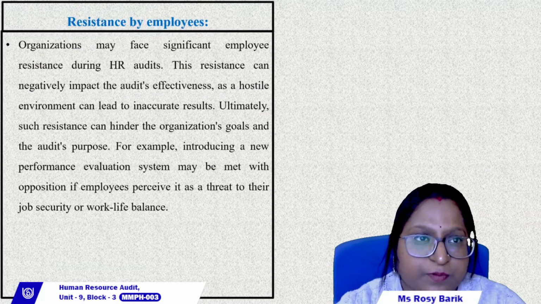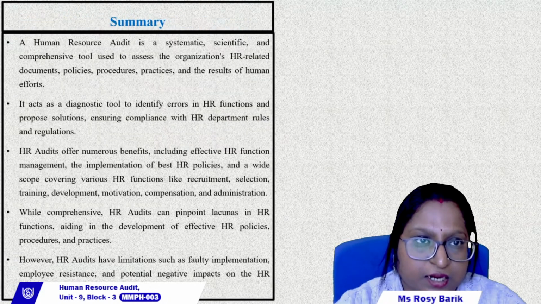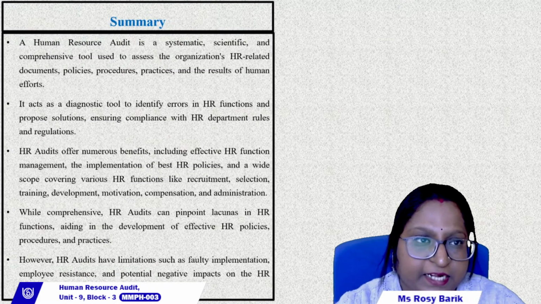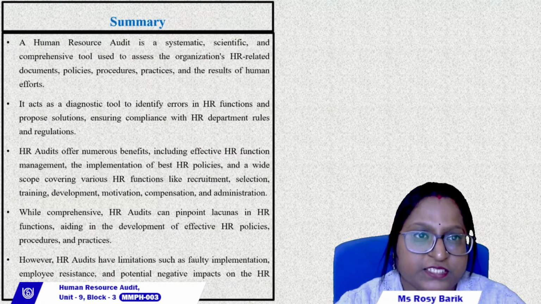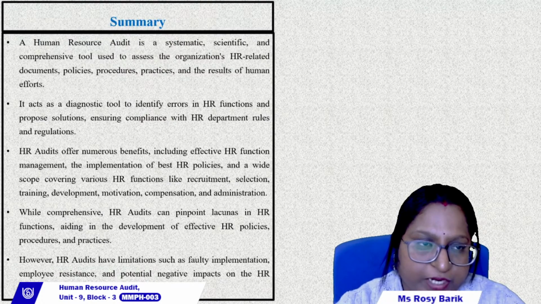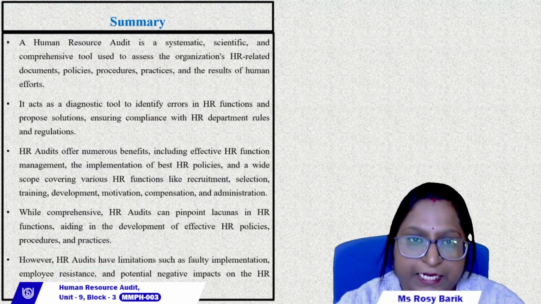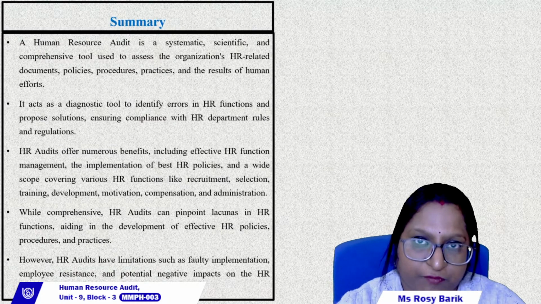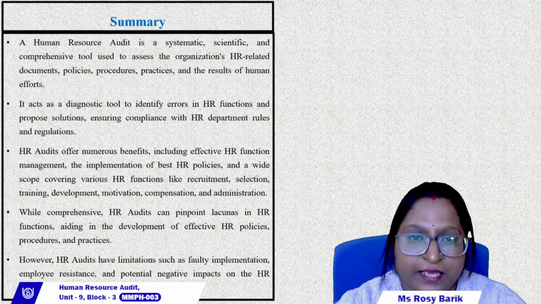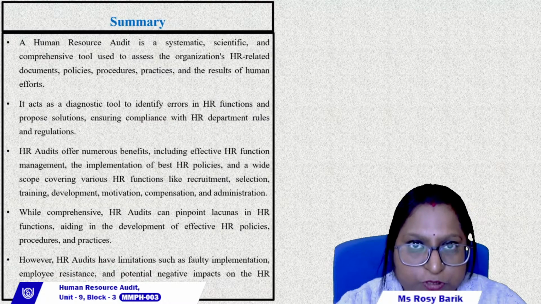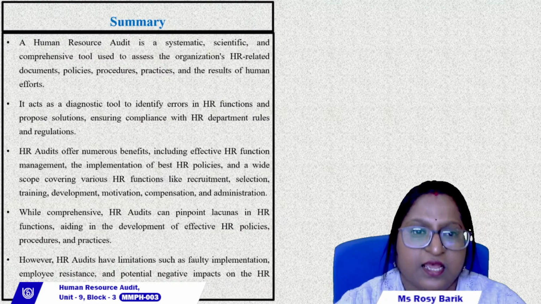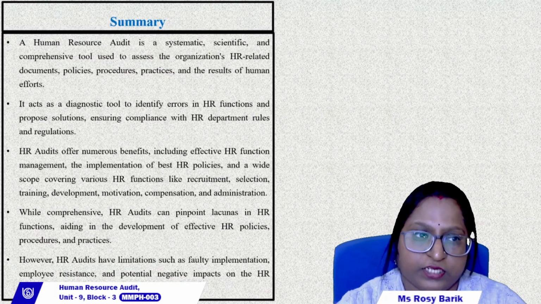Here we can discuss the summary of this HR audit. The HR audit is a systematic, scientific, and comprehensive tool which is used to assess the organization's HR-related documents, policies, procedures, practices, and the result of human effort. It acts as a diagnostic tool to identify errors in HR functions. It proposes various solutions, ensuring compliance with the HR department's rules and regulations.